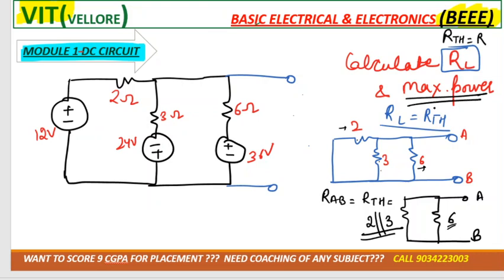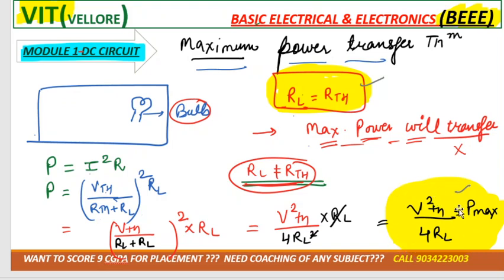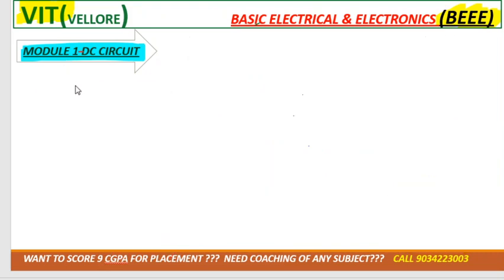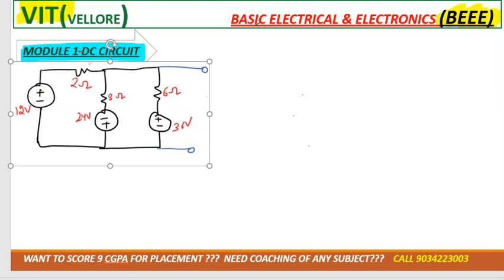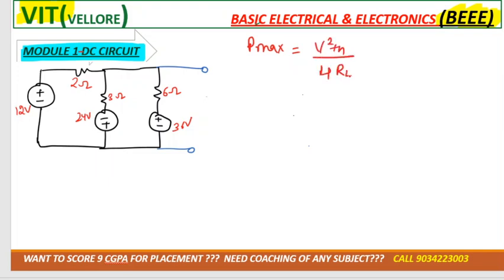Now in the next case they are asking you to calculate maximum power. As I told you earlier, what is the formula for the maximum power? VTH squared by 4RL, means Thevenin voltage squared divided by 4RL, right? So now we need to calculate VTH, because RTH, or RL, we already have. Now we need to get VTH. Tell me how can we get VTH?